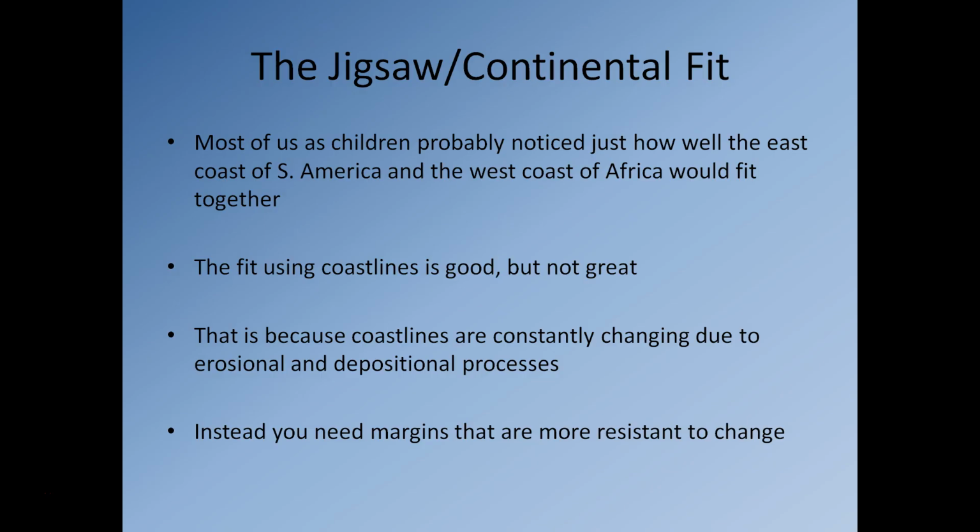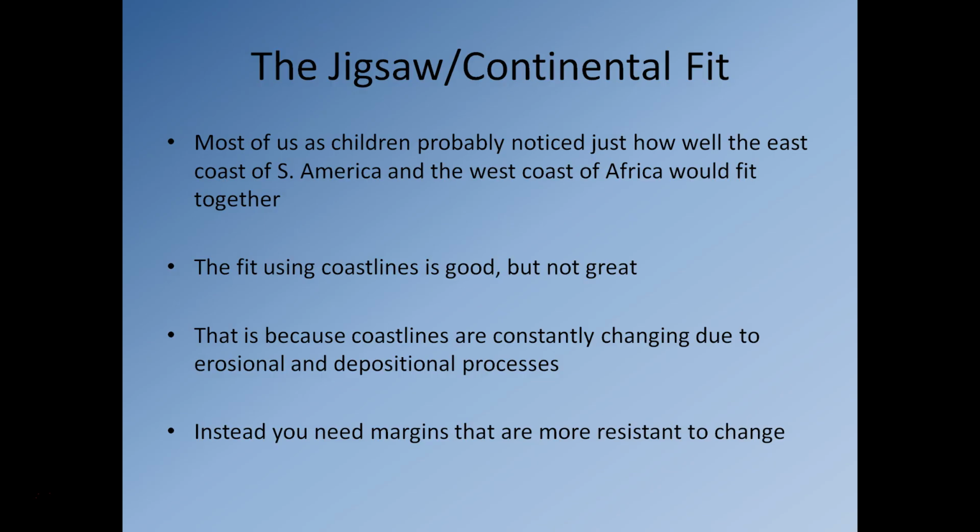So the first piece of evidence is what's referred to as the jigsaw or the continental fit. So most of us as children probably noticed just how well the east coast of South America and the west coast of Africa would slot together if you were to push them towards each other. So if you take all the continents, especially the southern continents, so once again South America, Africa, India, Australia, Madagascar and Antarctica, and you move them towards each other and you try and stick them together using their coastlines, you actually get a pretty good fit. They'll form a landmass. Now the problem is that the fit that you get is good, but it's not great.